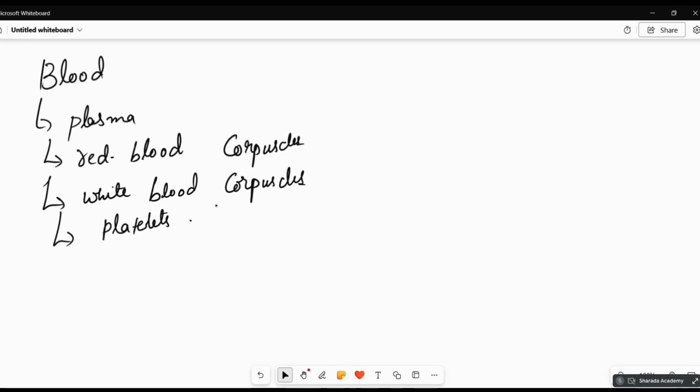So what is the plasma? It is very thin in nature and pale white in color. Plasma is the one in which the blood corpuscles are suspended. For example, consider a gel candle. You will see some decorative items put inside the gel, and you can see the different components. Similarly, in the blood, plasma is very thin and mainly consists of water, and it is pale white in color. The red blood corpuscles, white blood corpuscles, and platelets are suspended inside it.